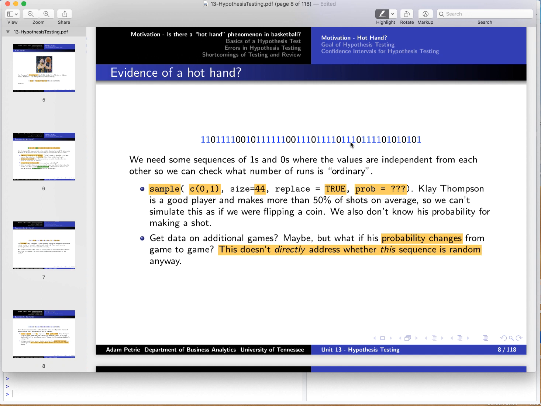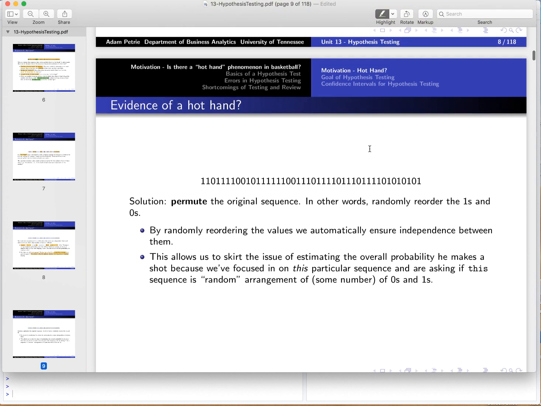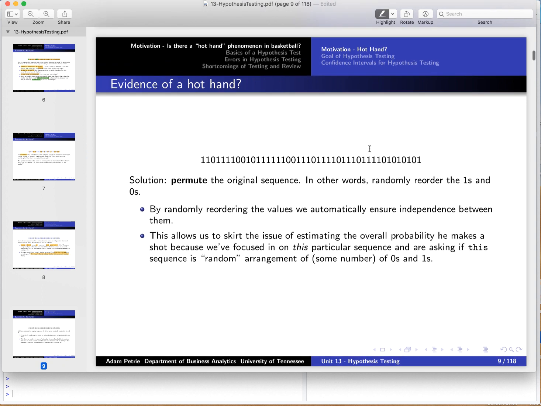What we'd like are sequences that kind of look like this, but that are generated purely at random. And so what's our solution here? Well, one clever thing that we can do with the originally collected data is to permute the original sequence. In other words, just randomly shuffle up the ones and the zeros in the sequence. And if we randomly reorder the ones and the zeros, then we automatically ensure independence between the values in that sequence.